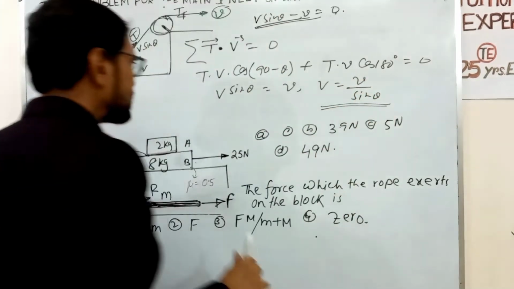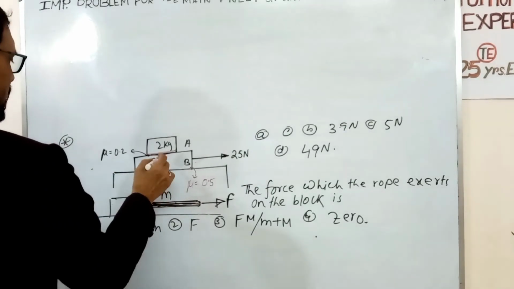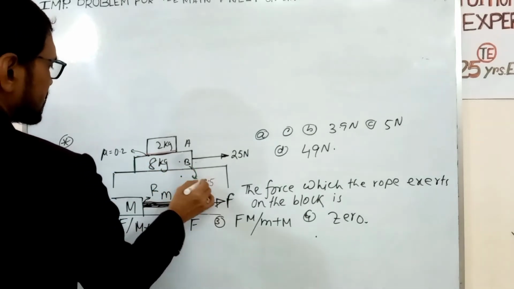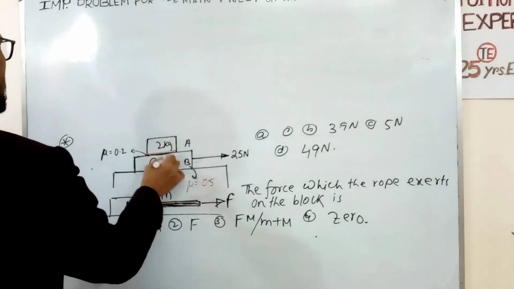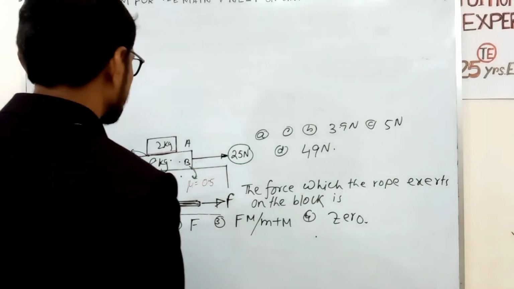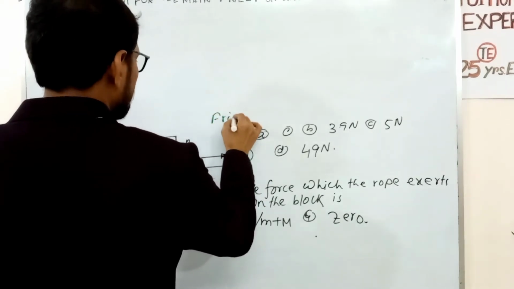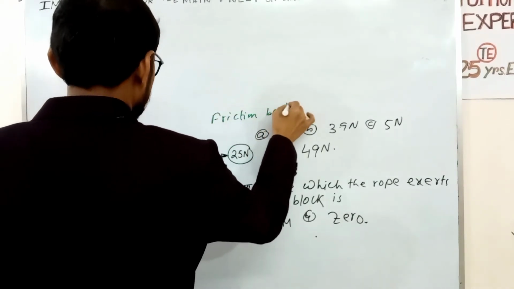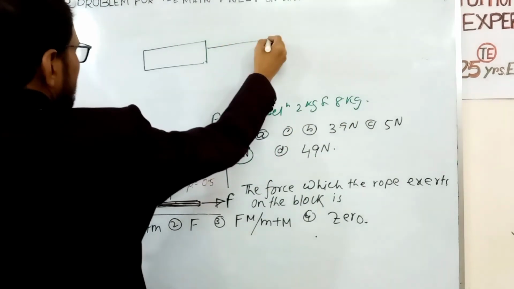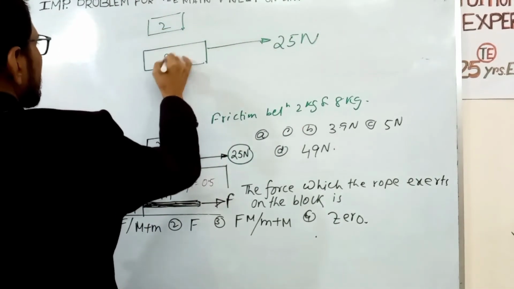Anyway, velocity becomes this. Next, this is a table and an 8 kg block is placed on the table. The coefficient of friction between table and block is 0.5, and the coefficient of friction between 2 kg and 8 kg is 0.2. Now if a 25 Newton force is applied, what is the friction between the 2 kg and 8 kg block? The force of 25 Newton is applied, and the 2 kg block is present here, this is 8 kg.